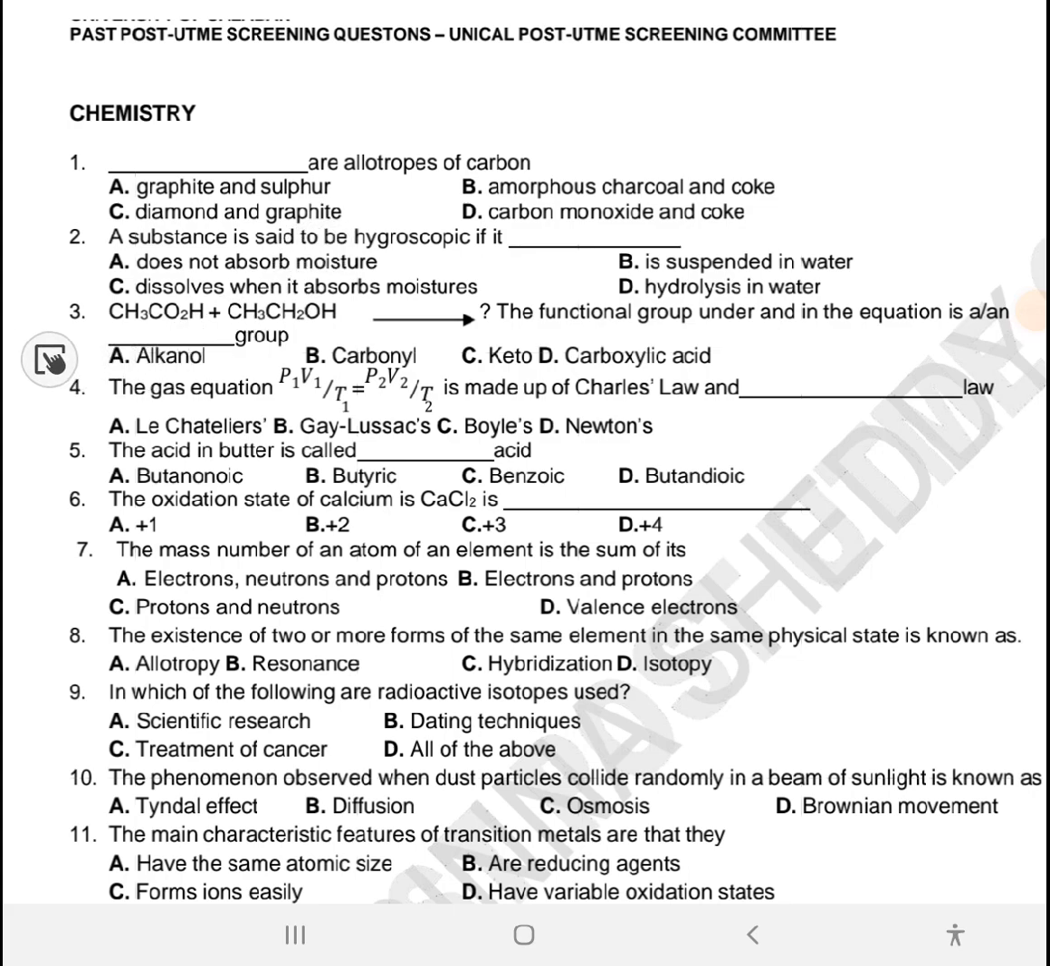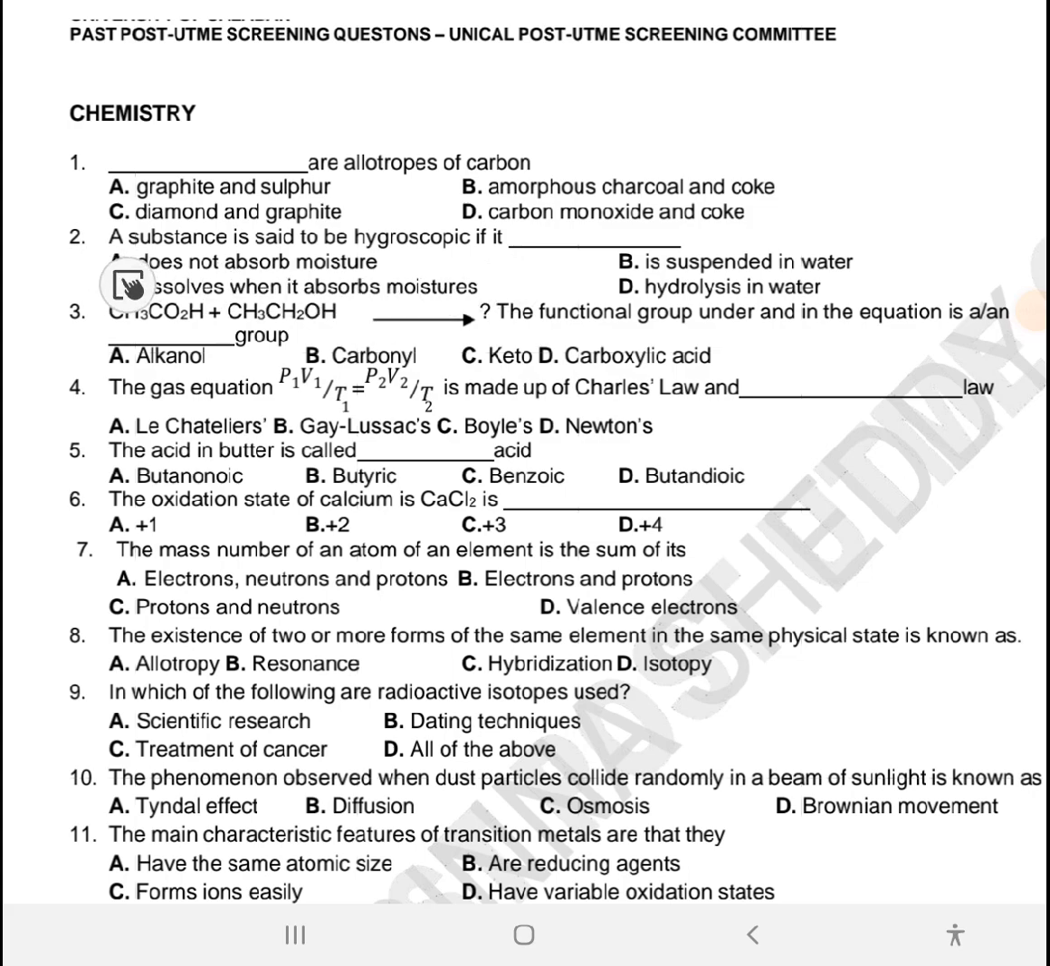Number 2, a substance is said to be hygroscopic if it... What are hygroscopic substances? I would like you to jot down. Hygroscopic substances are substances that absorb moisture from the atmosphere and become liquid themselves. So these are solids that absorb moisture from the atmosphere and they become liquid. They are called hygroscopic substances.